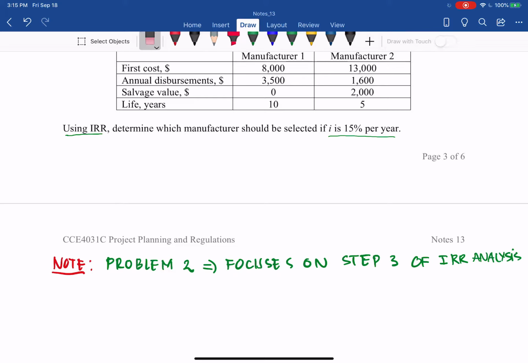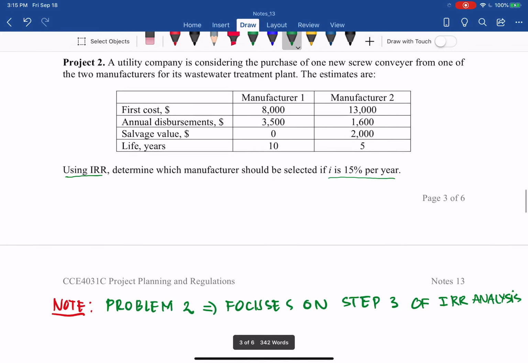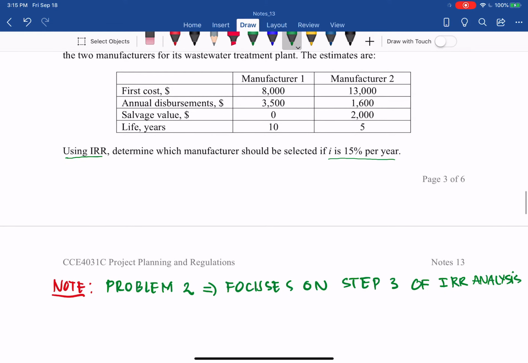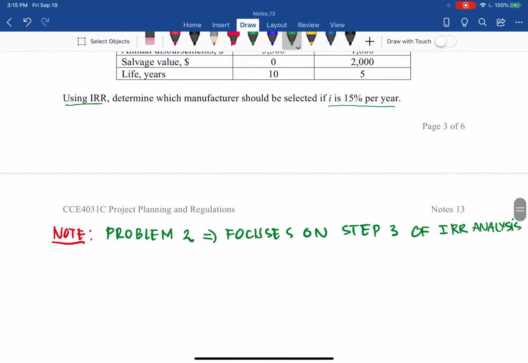So with that, we always start by drawing the cash flow diagram. And in this case, as you can see, there are different lives for manufacturer 1 and 2 equipment, 10 years and 5 years. The problem doesn't state the planning horizon, so we have to use approach 1, LCM, least common multiple. So we have the LCM of 10 and 5, and that equals 10 years.